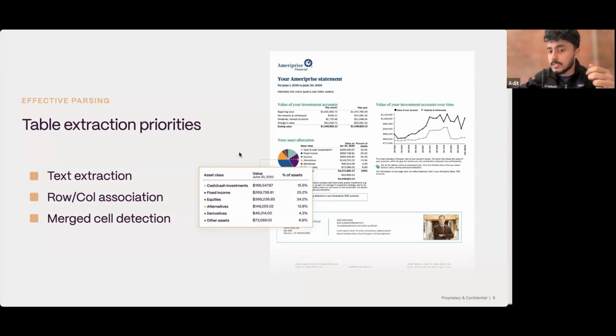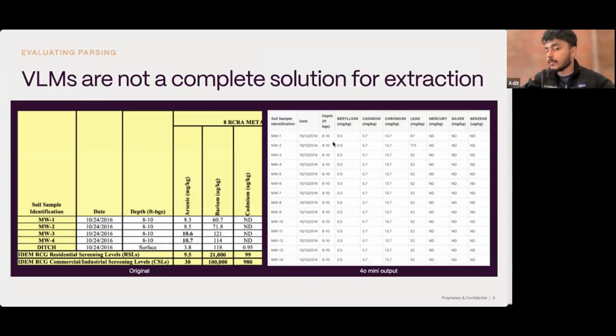There's structure to it. Maybe there's some lines like you're seeing on the right to separate some of the headers. But ultimately it becomes this problem of how do you cluster that information effectively. In some cases, it's not going to be clean numbers in an ordered row. It will be sentences that need to be put together. And so we look at it not just as text extraction, but that row and column association and things like merge cell detection. And this is the type of thing where I think people struggle to evaluate effectively.